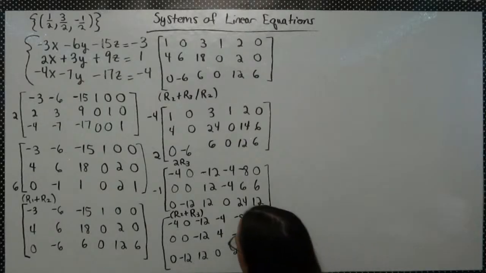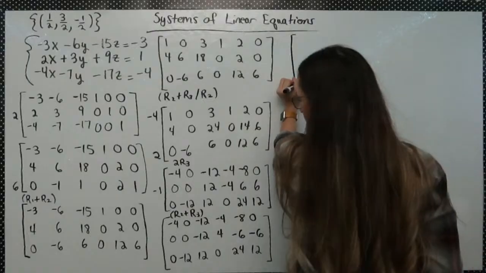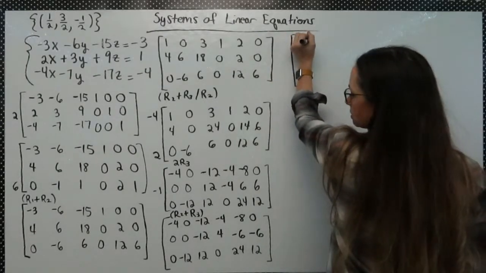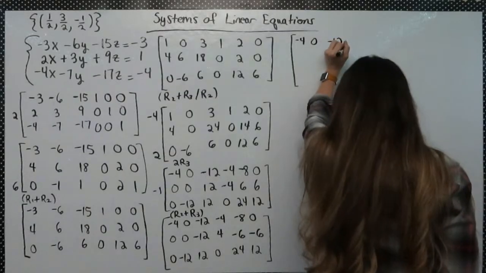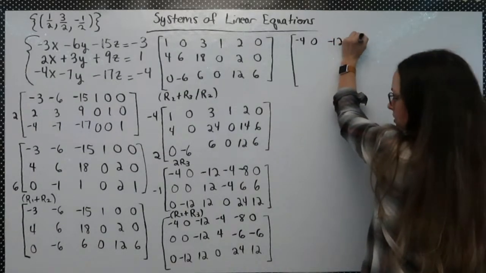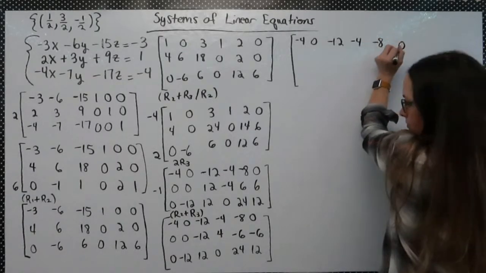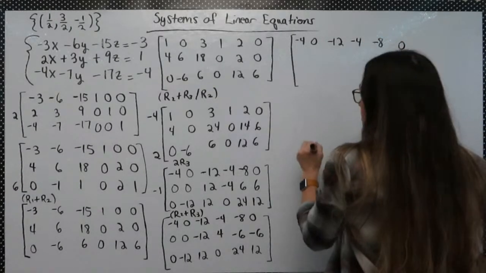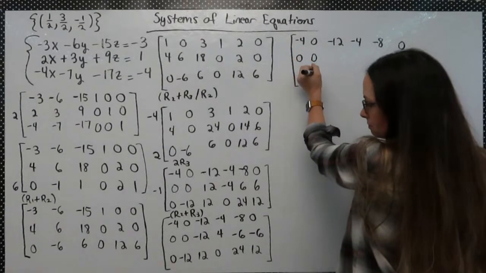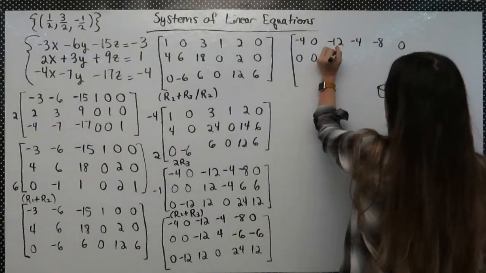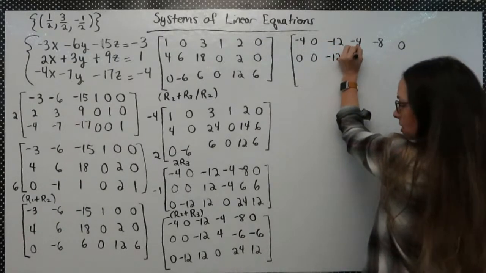Let's see if we can fit it in here. I'm trying to write smaller so that I put all the steps in here. So negative 4, 0, negative 12, negative 4, negative 8, and 0. We're going to go ahead and write row 2 in here because we're not going to change it. So, not right now at least.